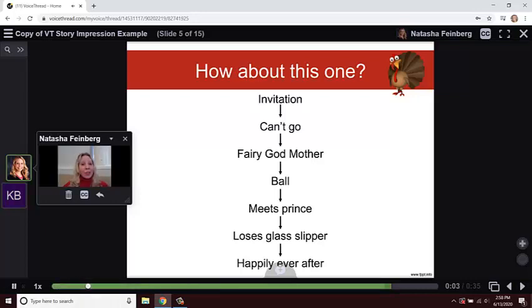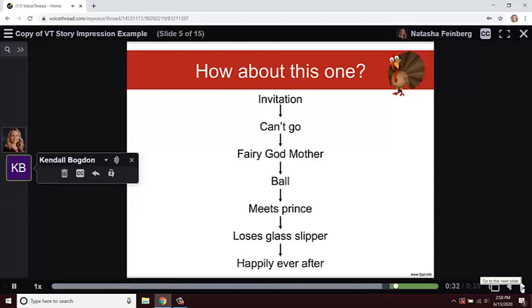Okay, here's one more example of a story impression. Let's read down the words. Invitation, can't go, fairy godmother, ball, meets prince, loses glass slipper, happily ever after. If you know what story this story impression is from, go ahead and respond in either a video or a voice recording. It's Cinderella.